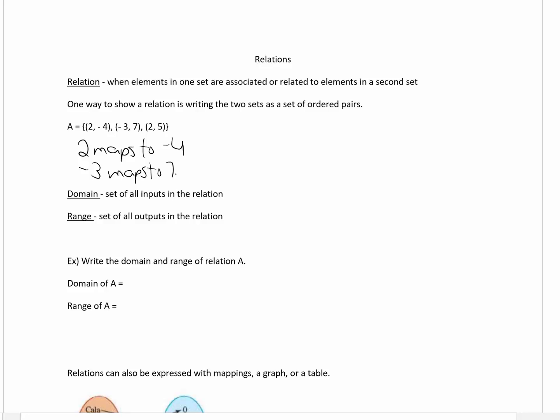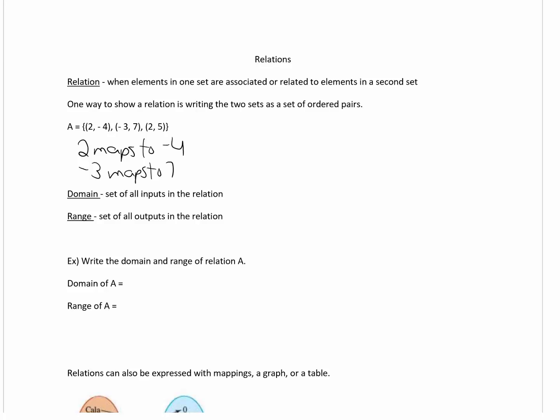So the domain is a set of all inputs in the relation. In a set of ordered pairs, the x-coordinates are the domain, or referred to as the independent variable. The range is a set of all outputs in the relation. As a set of ordered pairs, the y-coordinates are the range, or what is called the dependent variable.